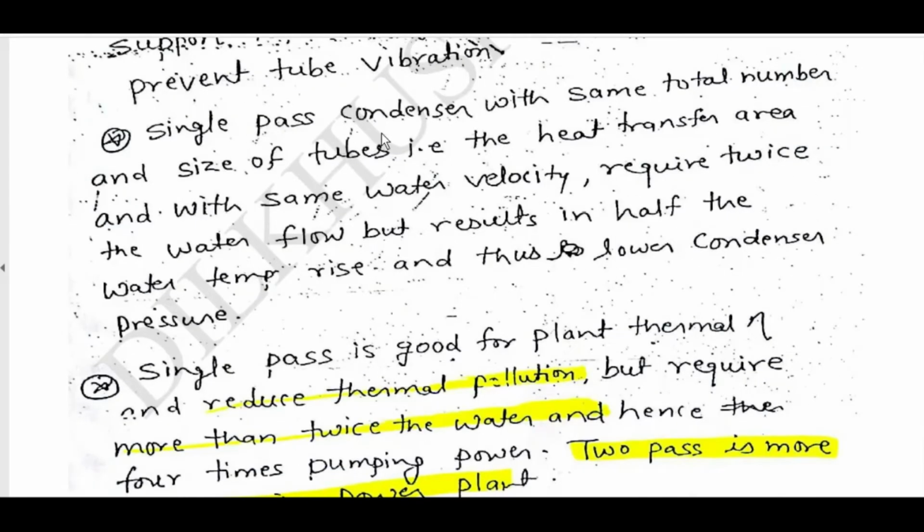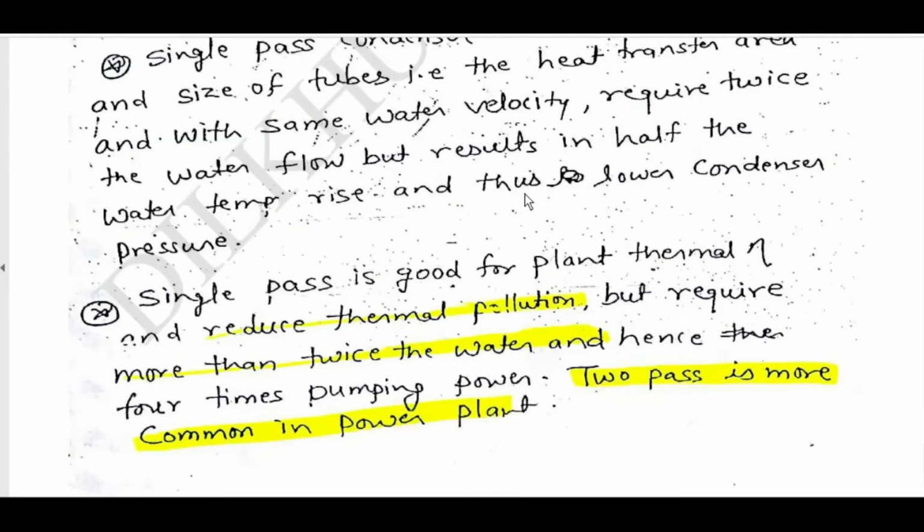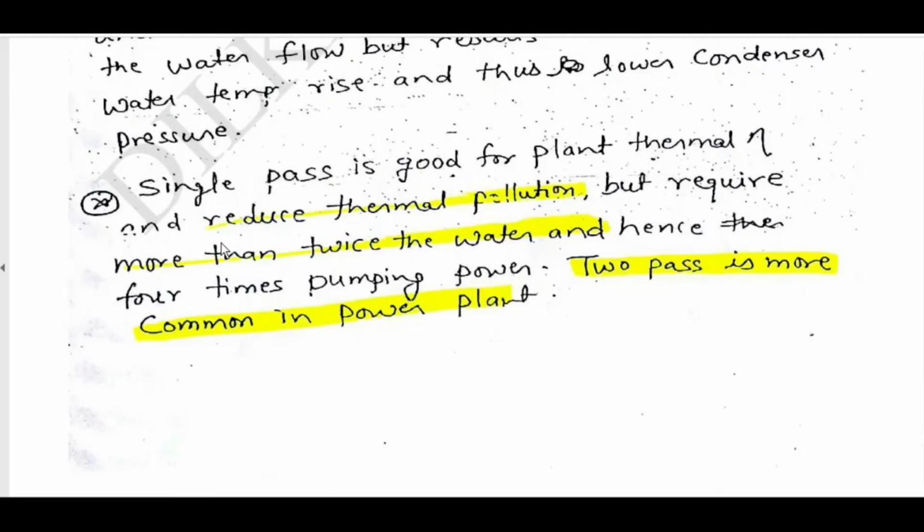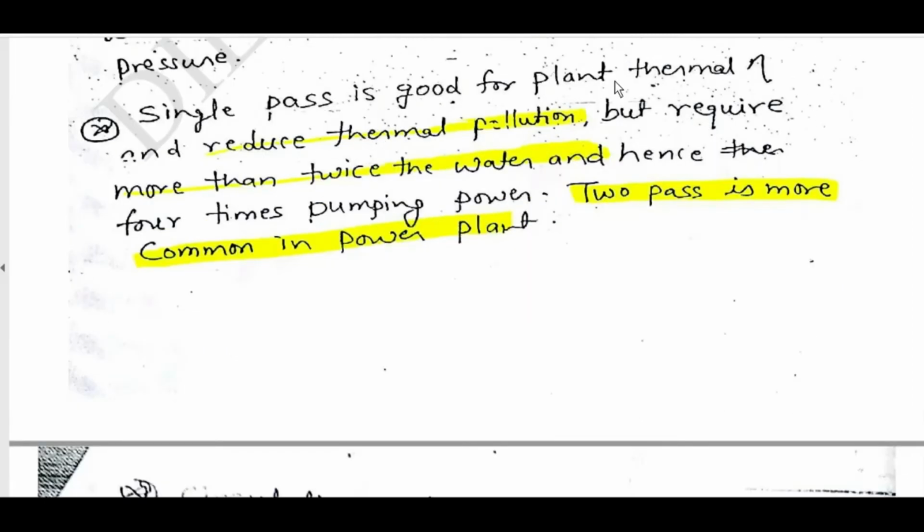A single pass condenser with the same total number and size of tubes, that is the same heat transfer area, and the same water velocity, requires twice the water flow but results in half the water temperature range and thus lower condenser pressure. Single pass is good for plant thermal efficiency and reduces thermal pollution, but requires more than twice the water and hence four times the pumping power. Two pass is more common in power plants.